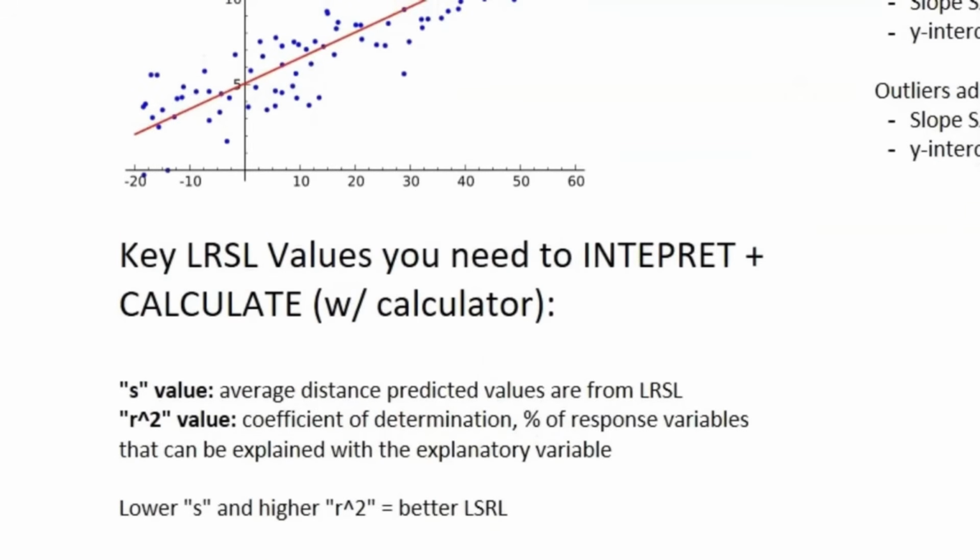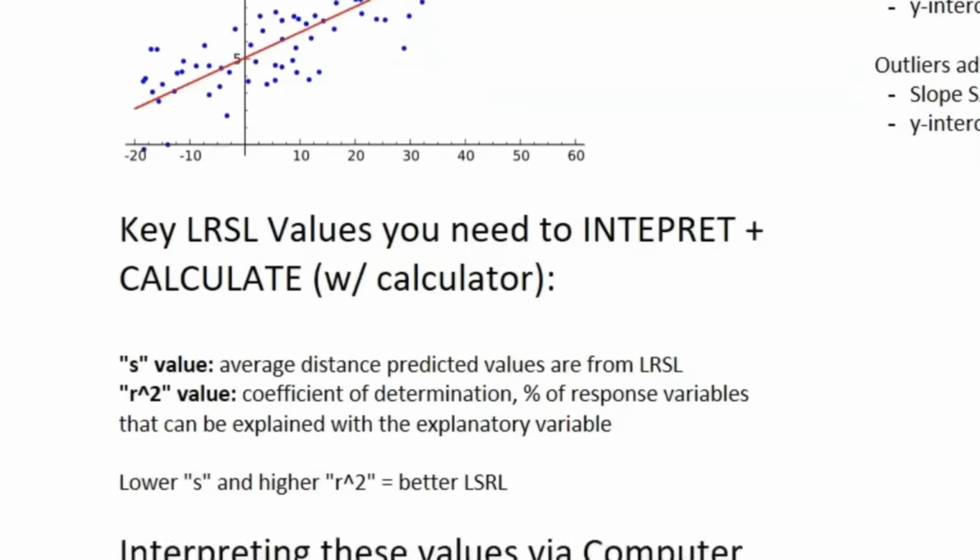The key things to know are that you can also find these values with your calculator. The S value is the average distance the predicted values are away from the LSRL. And your R squared value is the coefficient of determination, the percent of the variation in your response variable that can be explained by the explanatory variable. For an optimal least squares regression line, you want as low an S value as possible and as high an R squared value as possible.